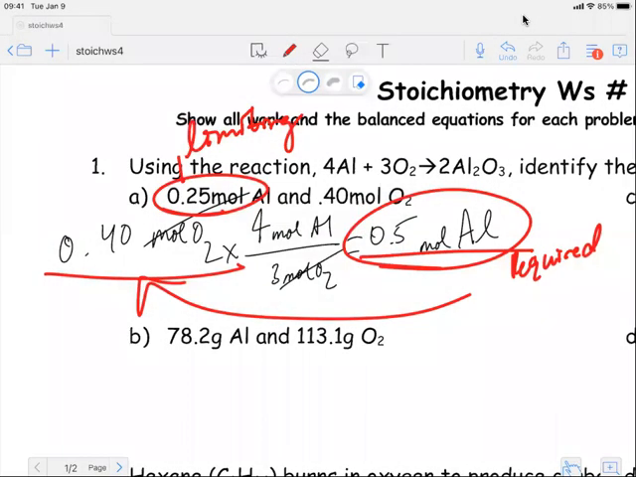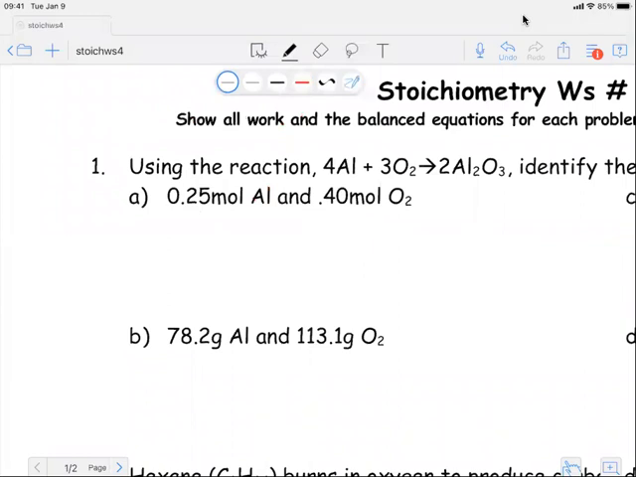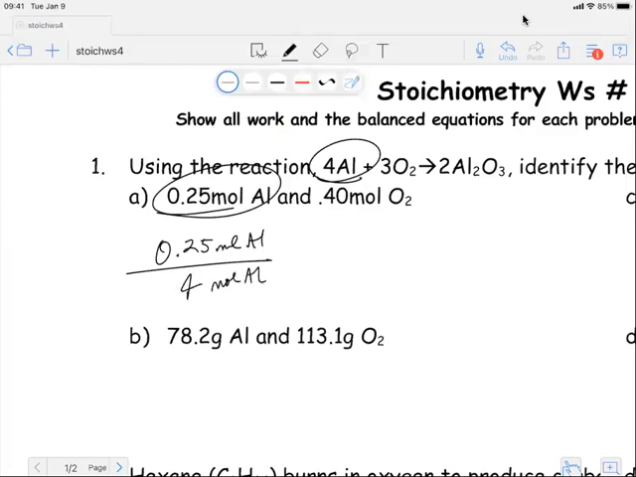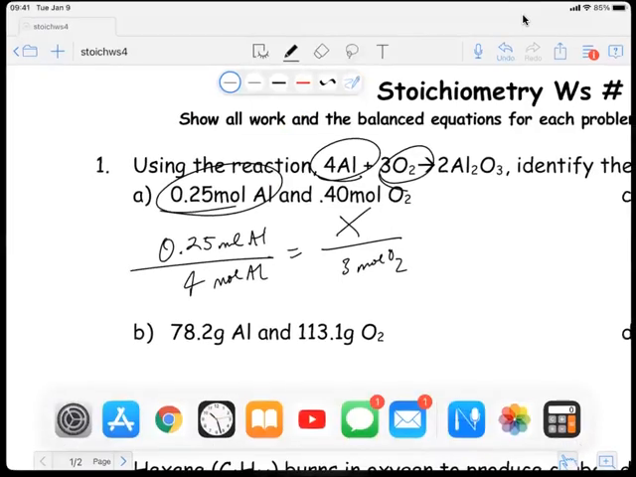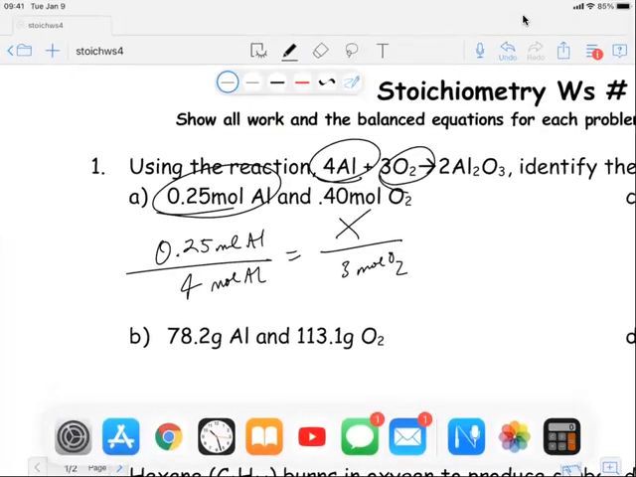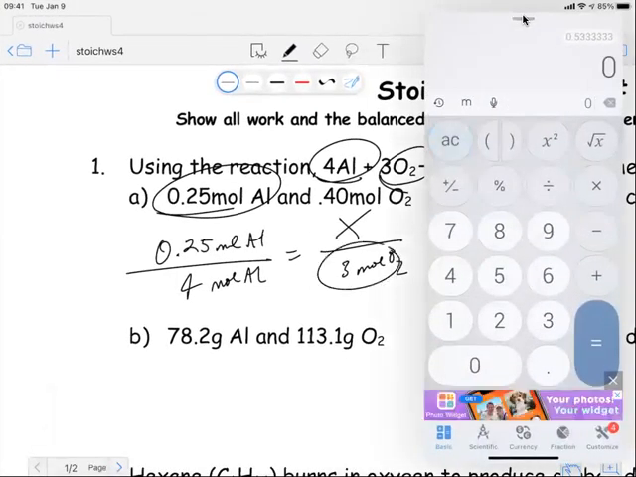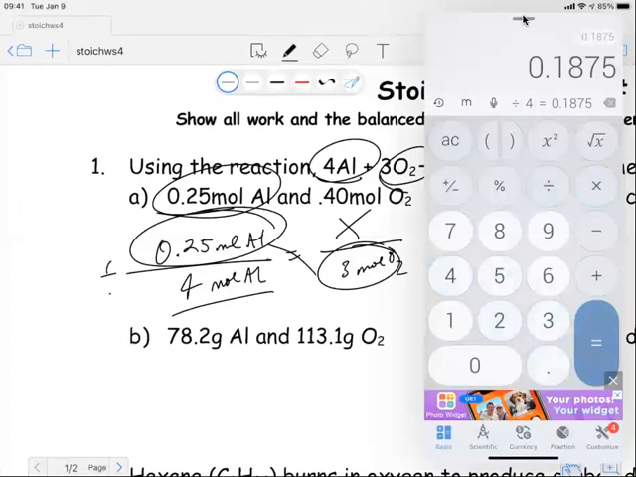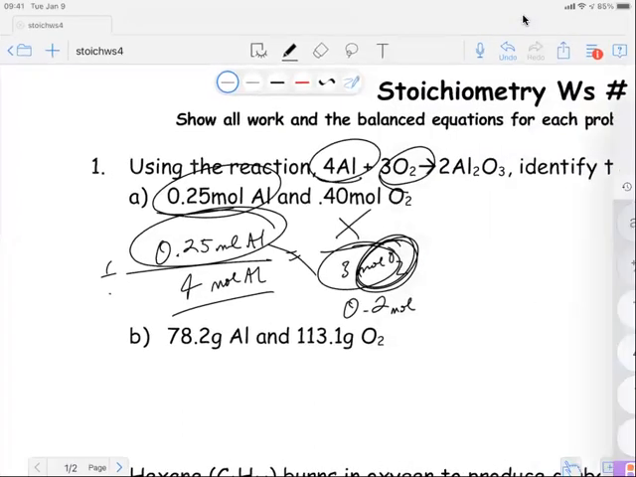Okay, last thing is proportion. I don't know if you think this is easier or not, but if you do the proportion, again, you choose one of them to calculate the other and you use your mole ratio. So 0.25 moles of Al that I'm given, I'm going to use my coefficient from my balanced equation, which is 4 moles of Al, and then I'm going to calculate for X. At the bottom, I have 3 moles of O2. So again, back to the calculator, you're going to have 3 times 0.25 divided by 4. And that gives you, remember this is O2, 0.2 moles required. Again, same thing.